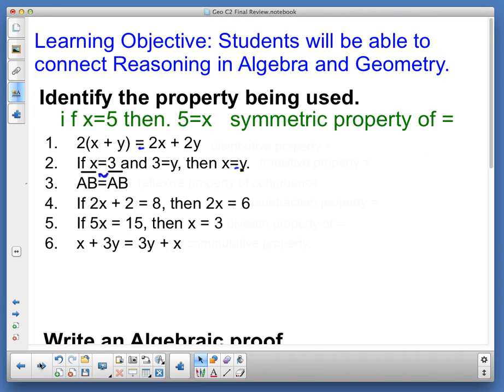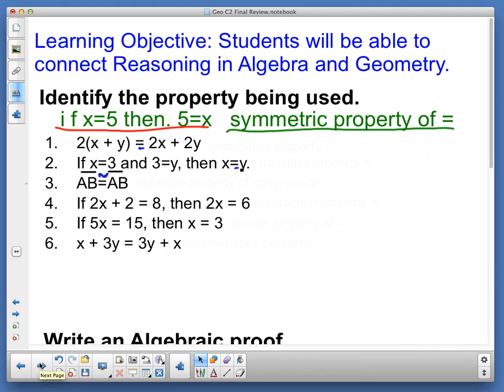Learning objective: students will be able to connect reasoning in algebra and geometry. Identify the property being used. If x is equal to 5, then 5 is equal to x. This is an example of symmetric property. So this was my question, and this is my answer.